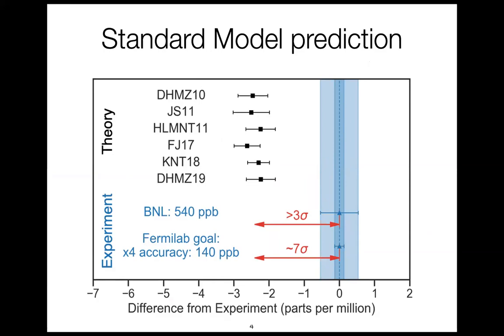And the goal for the new experiment at Fermilab is to improve the error, going down from 540 ppb to 140. If the center value of the measurement doesn't change, it would be the darker blue band here, and it would increase the discrepancy to above 7 sigma.